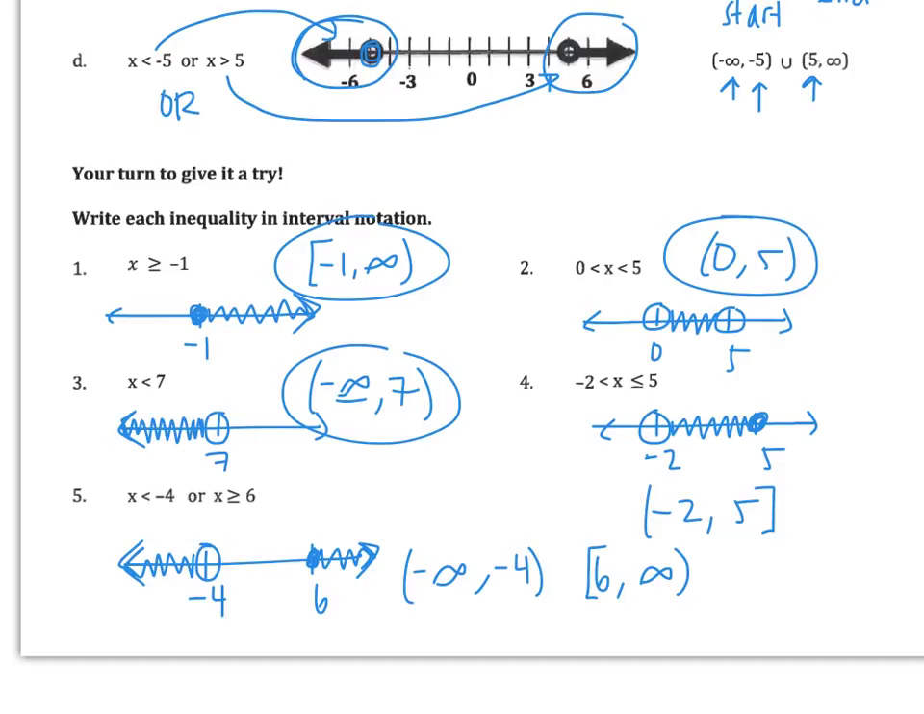Now, one thing I did not mention before with the interval notation for or, we need some way to connect these two interval notations to show that they are part of the same answer. So what we do is we put a U in between. That U stands for union. So union means that they are both part of the same answer. So we're including both pieces. So hopefully this makes sense. If you have any questions, please make sure you bring them to your teacher tomorrow.